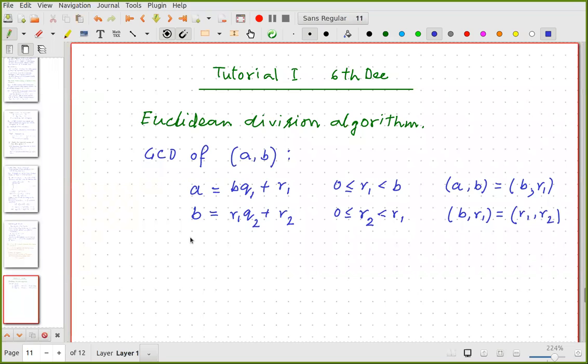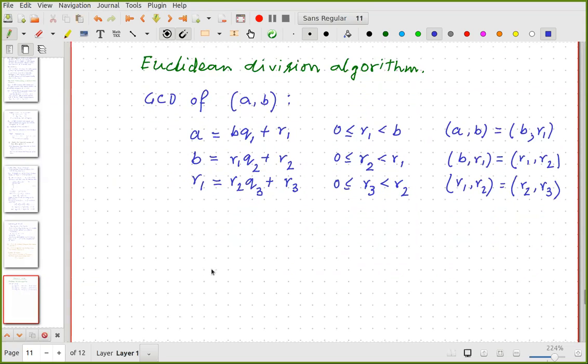Our next step is to look at R1 and divide it by R2. So R1 = R2 Q3 + R3, with 0 less than or equal to R3 less than R2, and the GCD of R1, R2 is the GCD of R2, R3. We keep doing this, and let me write the end, some kth step. So we would write the k minus one step.